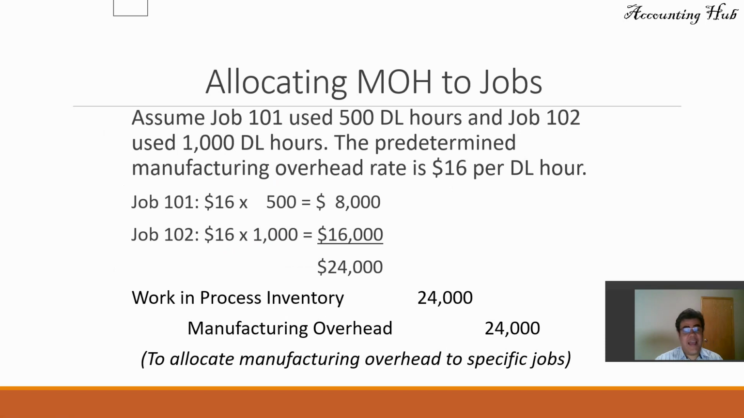Allocated. So let's allocate these manufacturing overhead to jobs. Now we are moving manufacturing overhead to work in process. So we have job 101, 8,000, job 102, 16,000. So we have 24 in work in process from manufacturing overhead.